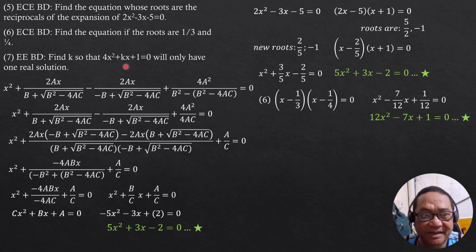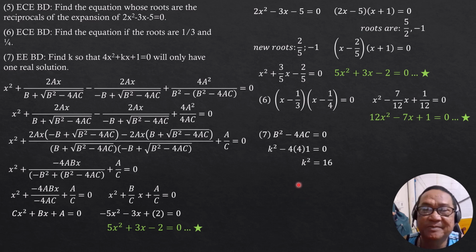So the discriminant, b squared minus 4ac, where b is k, a is 4, and c is 1. So b squared minus 4ac equals 0. k squared minus 4 times 4 times 1 equals 0. So k squared equals 16. Therefore, k is plus minus 4. So that's it.